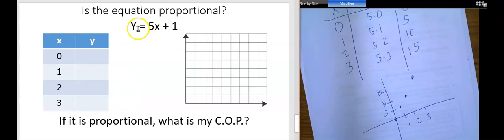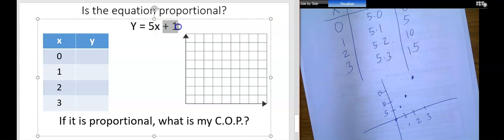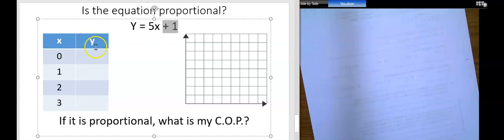Would 5x plus 1 be proportional? No, that plus 1 makes it not proportional. You could do a table and graph as well for that one. Let's go through these quick questions. Which of these equations would be proportional?